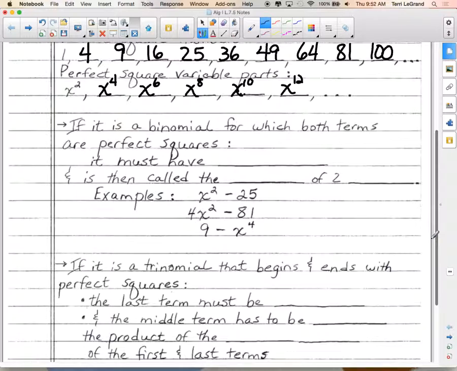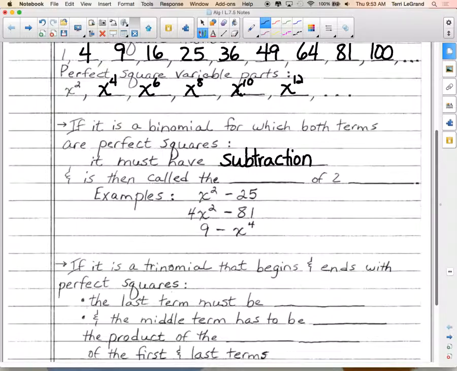Okay? So now let's set up some rules for when we know we have a special product. So if it is a binomial, what's a binomial again? A two-term polynomial. If it is a binomial for which both terms are perfect squares, it has to have subtraction. It has to have subtraction. Can anybody tell me why they think it might have to have subtraction?